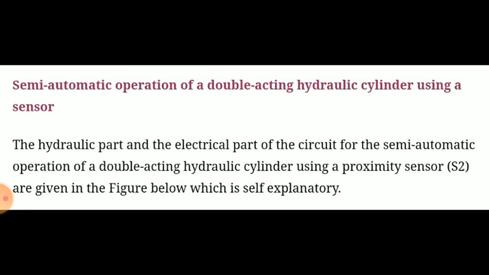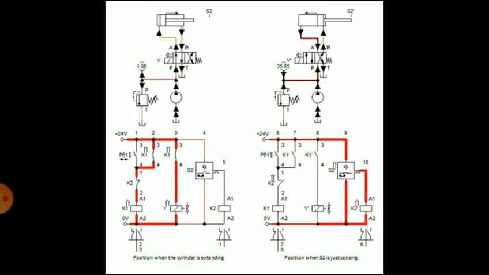Now we will see the semi-automatic operation of a double acting hydraulic cylinder using a sensor. The hydraulic part and the electrical part of the circuit for the semi-automatic operation of a double acting hydraulic cylinder using a proximity sensor, named S2 in the diagram, are shown in the next slide. So you can see in the hydraulic part, that is the top part, there is a proximity sensor S2 placed.